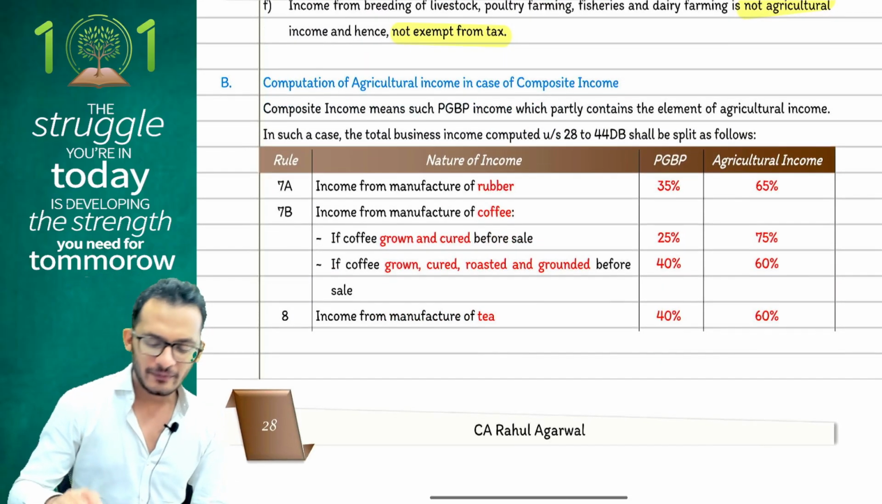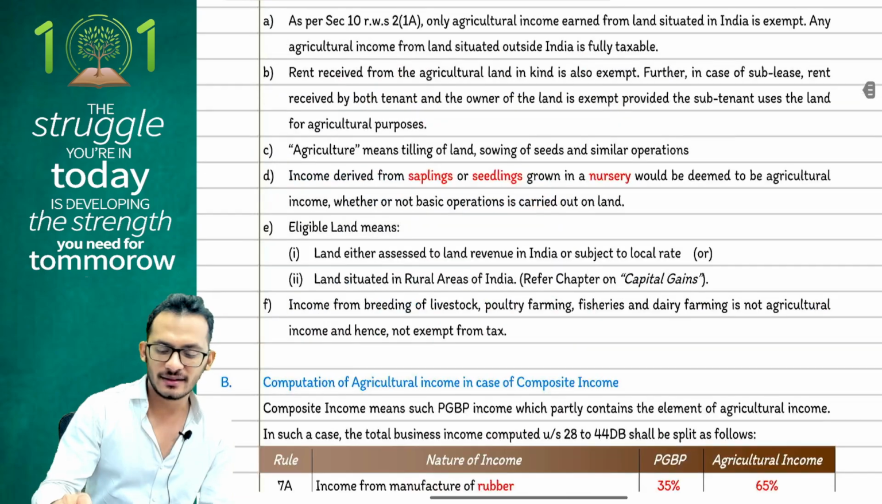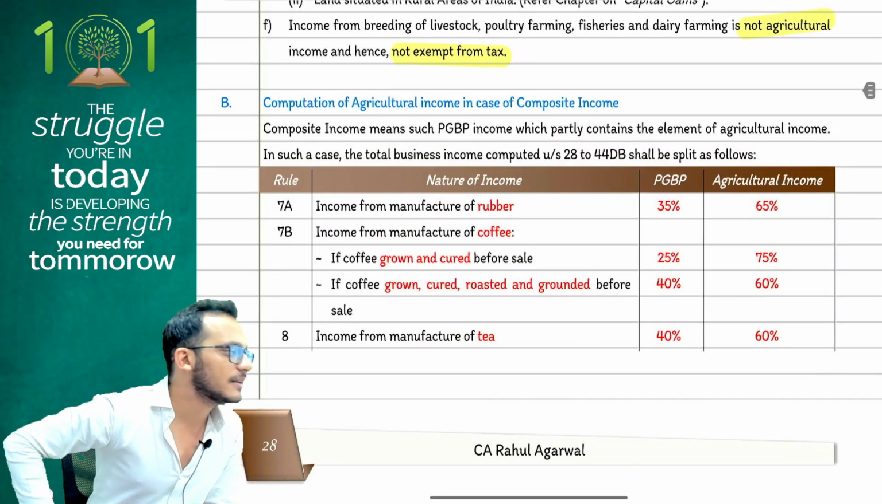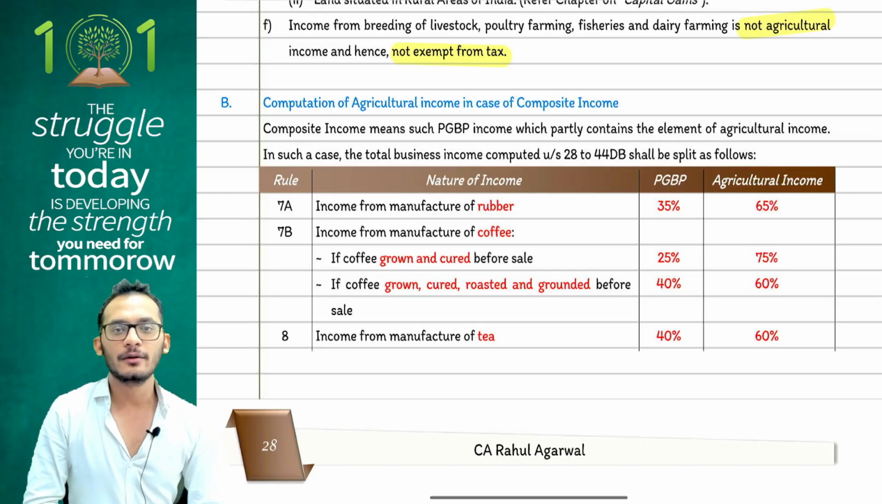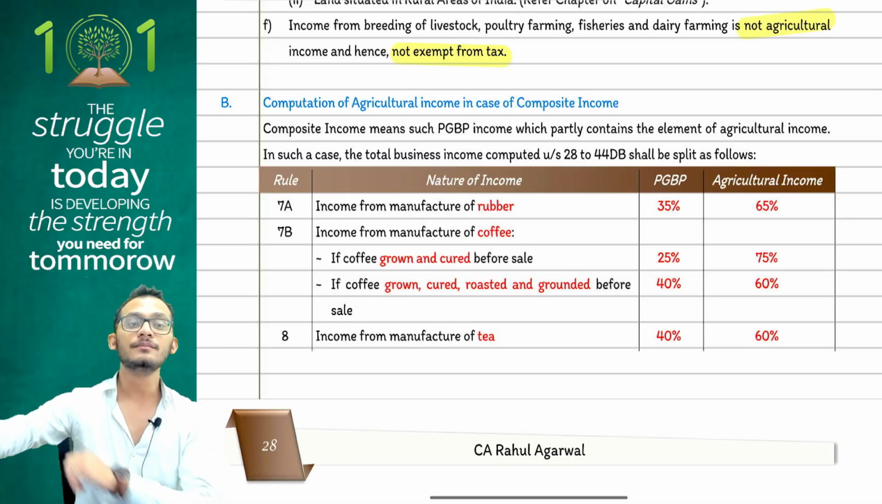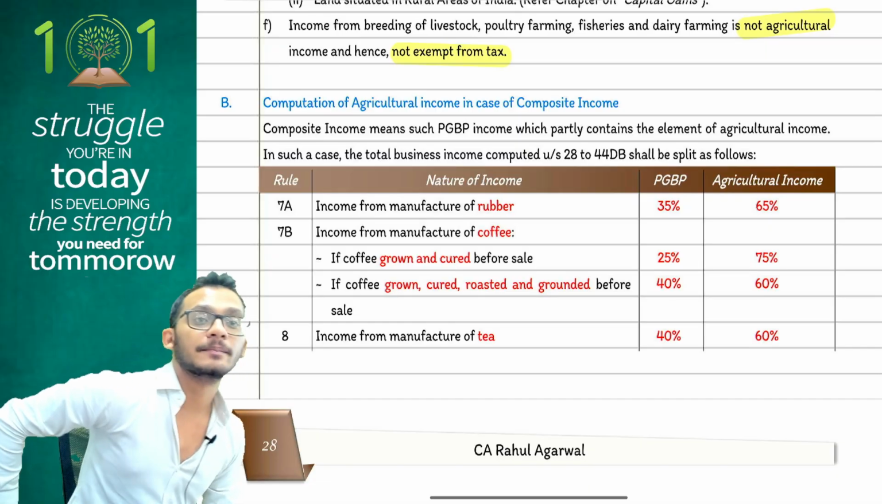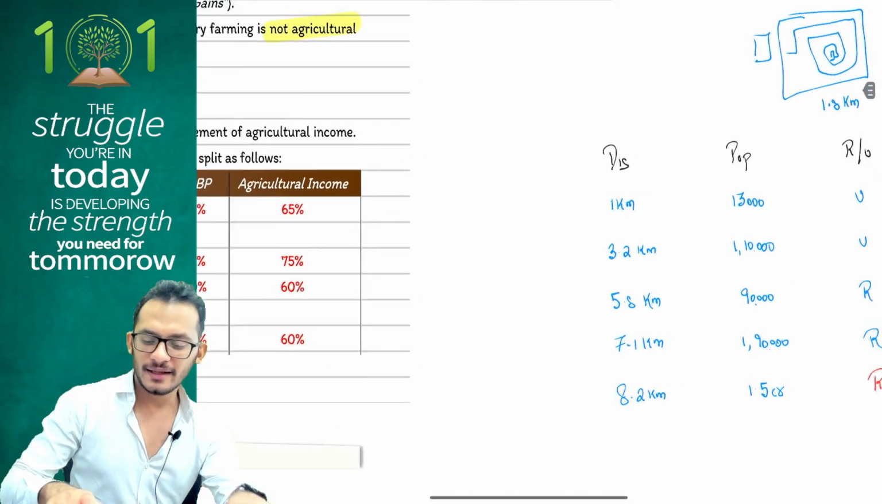Nothing else. Good. When it comes to agricultural income, people, there are a few more things to keep in mind. We just discussed that when it comes to agricultural operations, you may have two activities happening together: one is agricultural income and one is business activities. Let me take the same example.